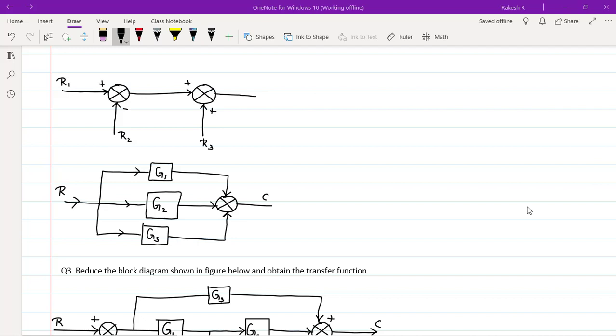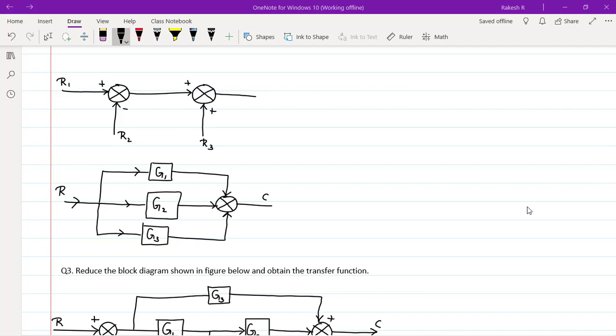Before going to the next numerical, we shall see two important points to solve a block diagram reduction problem. In that, the first one is the associative law. Here in associative law, let us assume an example.